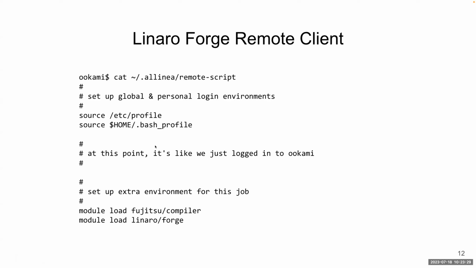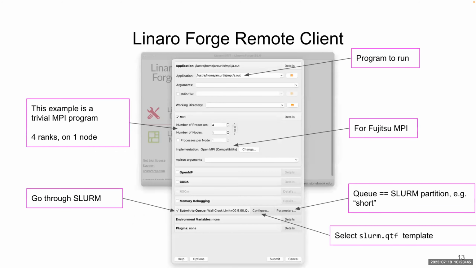Once the connection is made, this script is sourced, and so then it acts as if I'd logged in and typed in the last two commands. The first two are handled automatically by the system. When I go to run a job, for example, I'm running a simple MPI program, the example I used was just a pi approximation program. That's the somewhat famous one that is in the MPICH distribution.